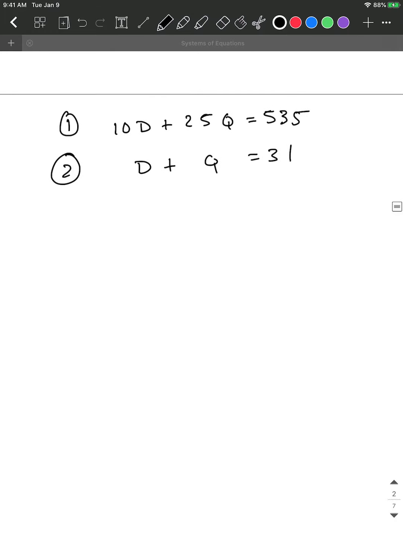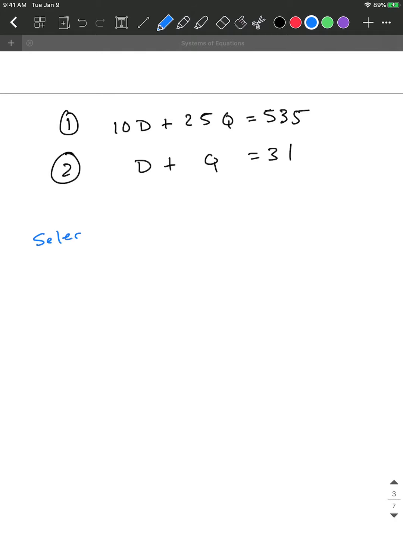Now, when we're doing elimination, I say always just select a variable. The reason is that I don't want people to think I'm choosing a specific variable. No. Choose one and do not think of anything else. So select the variable. Right now in this one, I'm going to select D. I'm going to be working specifically with dimes.